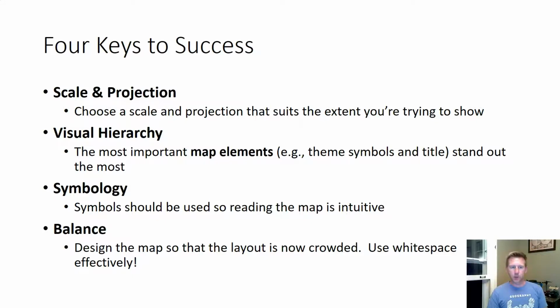The second element is visual hierarchy. So this is a term that describes the ordering of elements in terms of importance. So certain map elements like titles, like theme symbols are more important than others. And you're going to want to make sure that you're using colors and placements that make sense to make the most important map elements stand out.